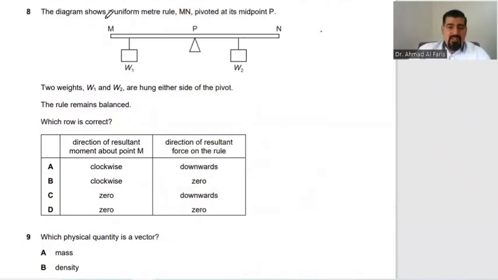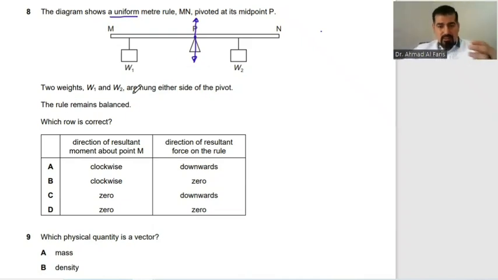In question number 8, the diagram shows a uniform meter rule, MN. When they say uniform, that means the center of its mass is exactly at the center of its shape. MN, pivoted at the midpoint. So that means this is the midpoint where the weight of the meter rule is acting downwards, and there is also a normal reaction force from the support acting upwards. What do they ask here?